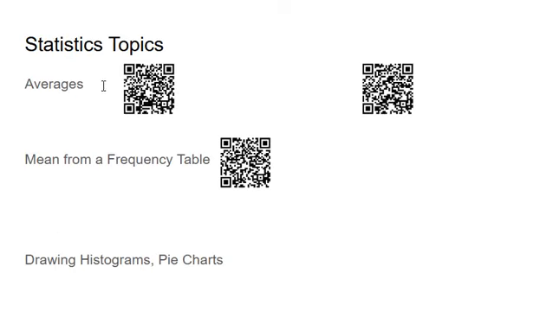Right, statistics then. Averages, so mean, mode, median, range, knowing those. And mean from a frequency table, that's come up a little bit. And then there's been drawn either a histogram or a pie chart has come up the last few years as well.